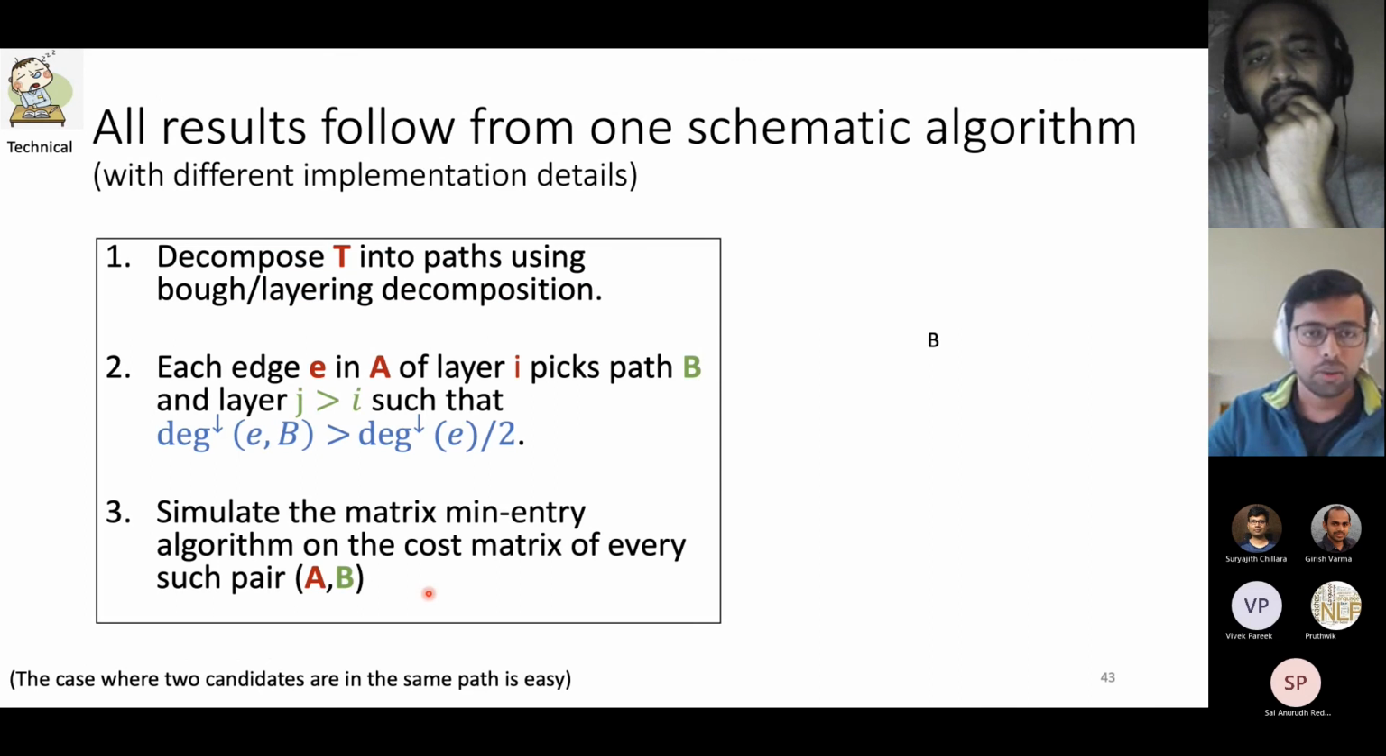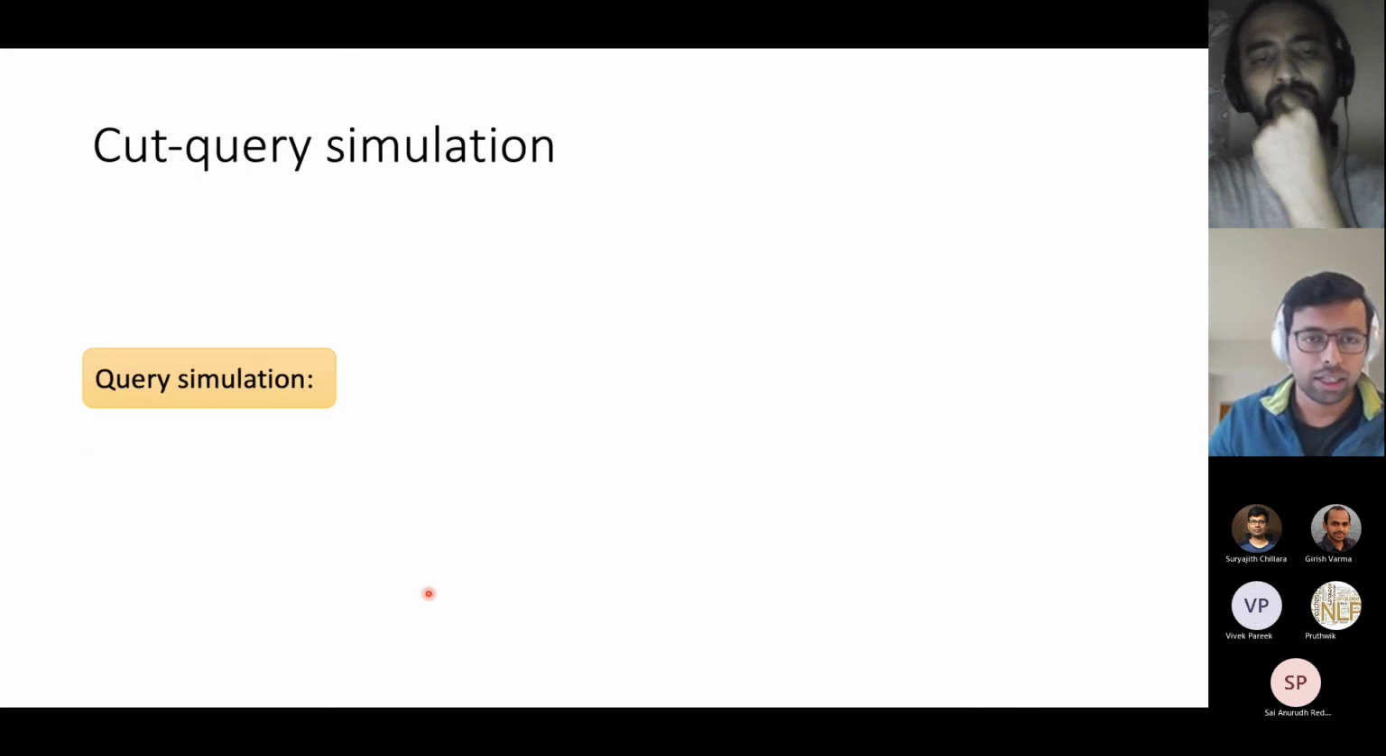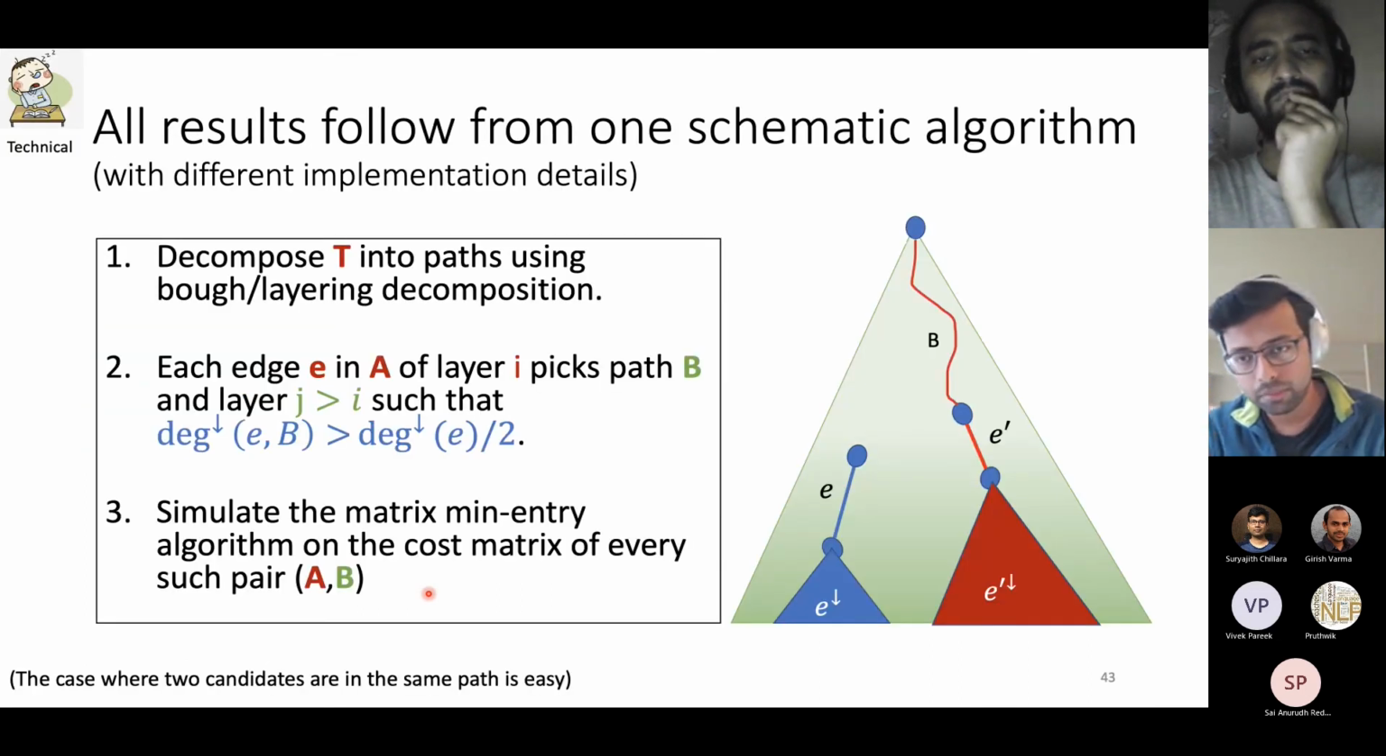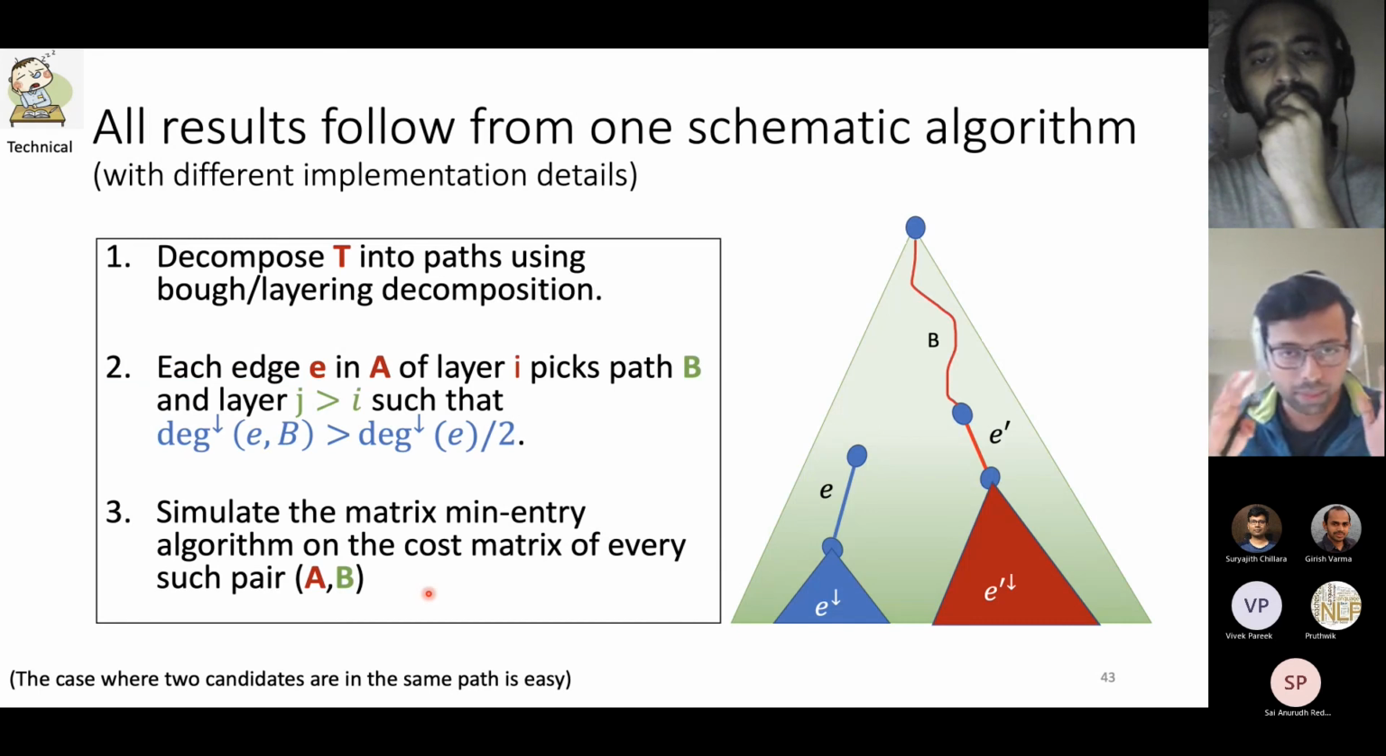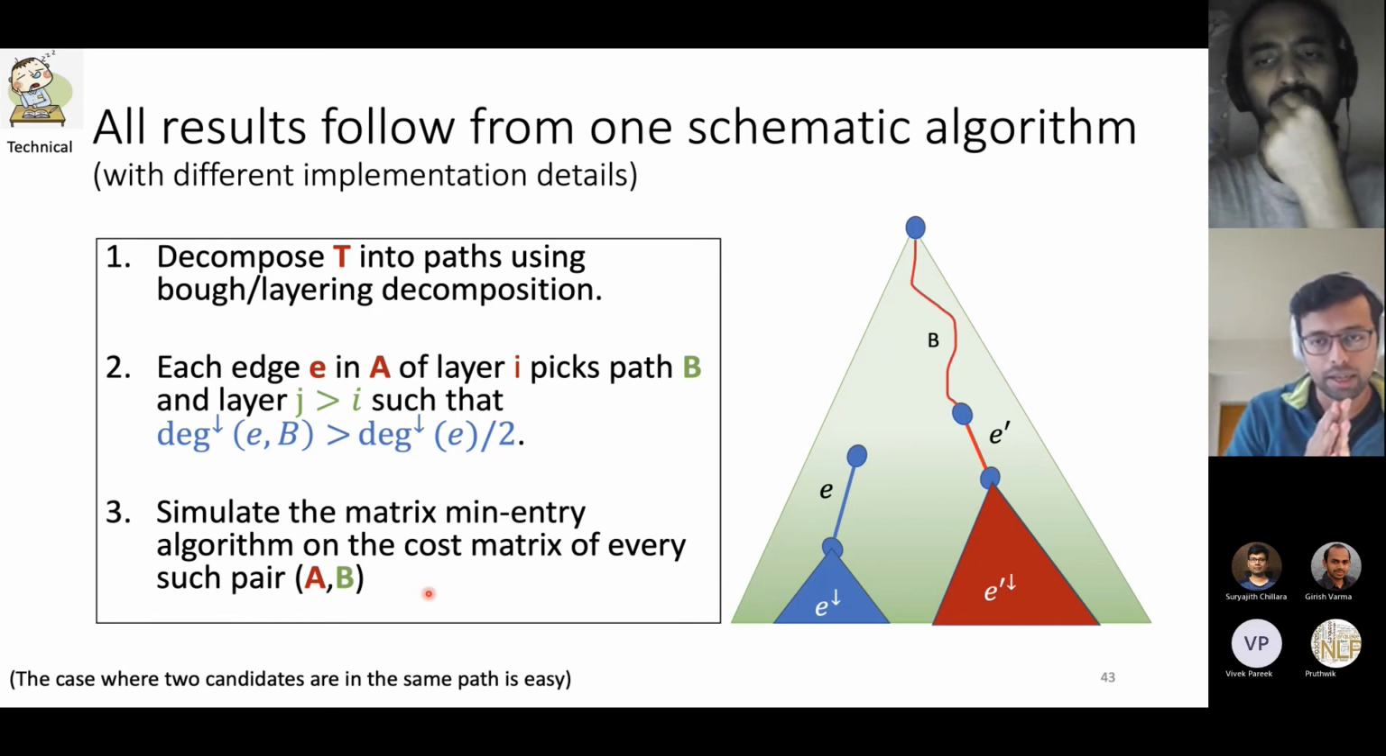So this is the whole algorithm. I will not go into the full detail of the algorithm, but usually it's the marrying of the ideas, and you have three ideas mainly. You decompose the tree into subpaths, you pair up these subpaths, and then for each pair you're going to run this monotone matrix business.